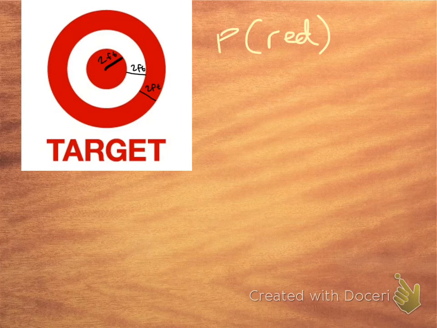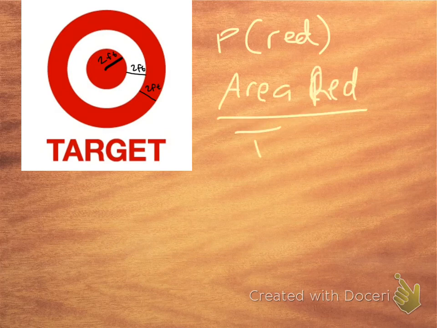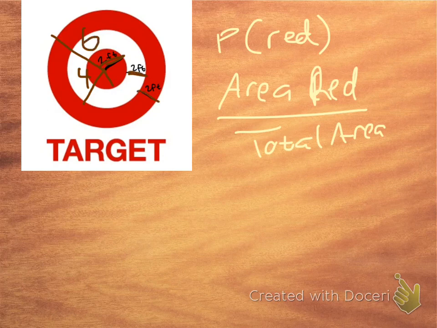So first of all, again, remember it's the area of the red over the total area, right? So here's the tip, and I'll let you do this on your own. The radius of this circle is 2. The radius of this circle is 2 plus 2, which is 4. The radius of this circle is 2 plus 2 plus 2, which is 6.